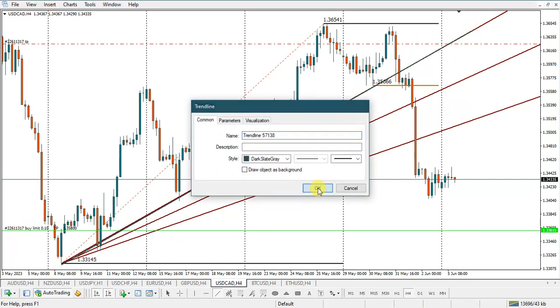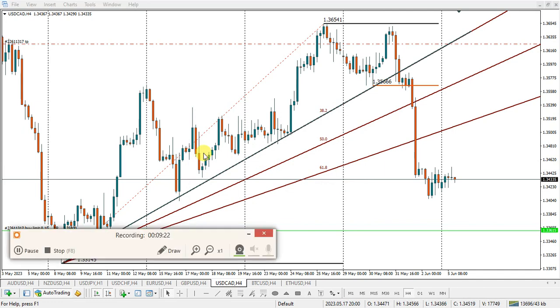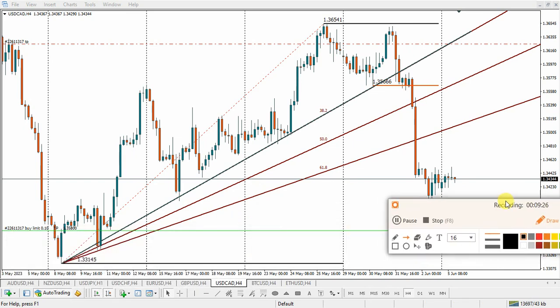So we realize that it's still the same 38.2, strong rejection pushing price to the upside. Price comes, just barely touches it and pushes to the upside. We have another touch this side here of the same 38.2 and it pushes to the upside. Okay, so we have a final move down here and then another push to the upside.